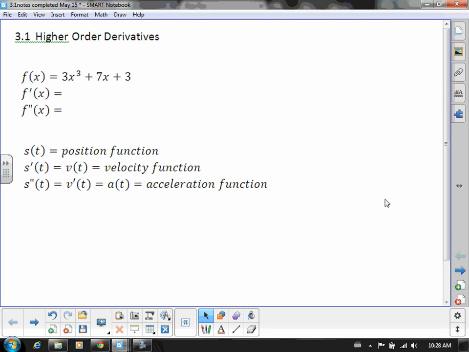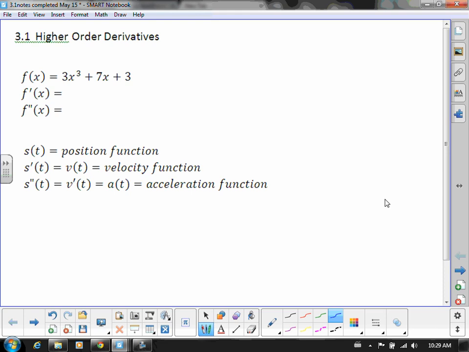All right, so section 3.1 has to deal with higher order derivatives. We've already been finding first derivative and second derivative and translating what they mean in terms of minimums and maximums, points of inflection. Today we're going to look at what they mean in terms of position, velocity, and acceleration. It's probably one of the bigger applications that we have.